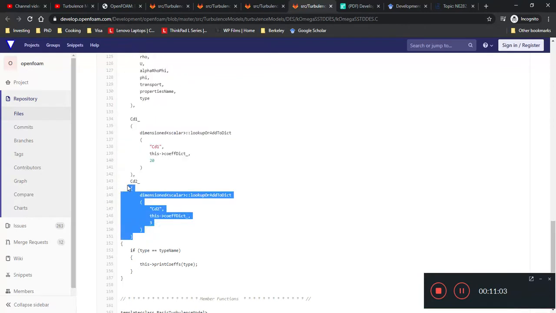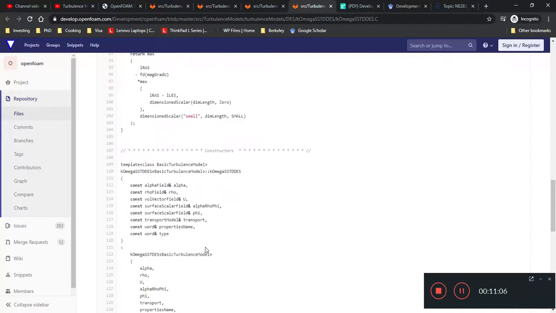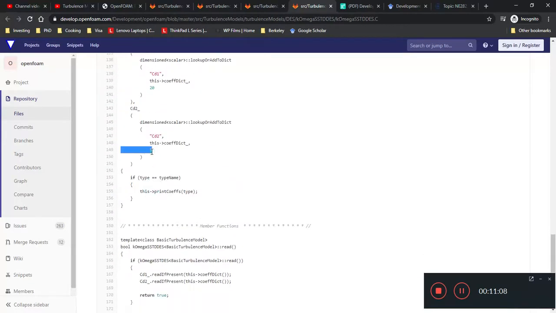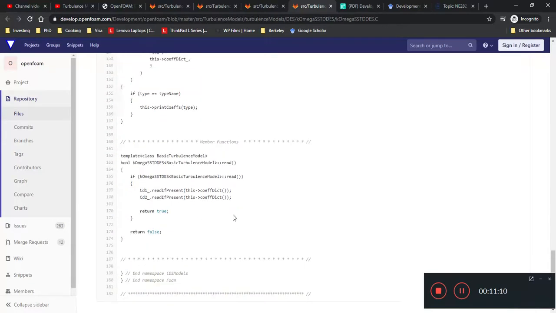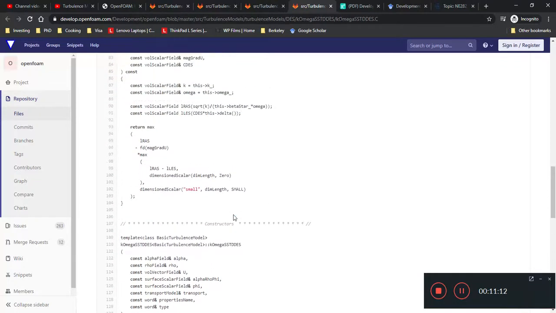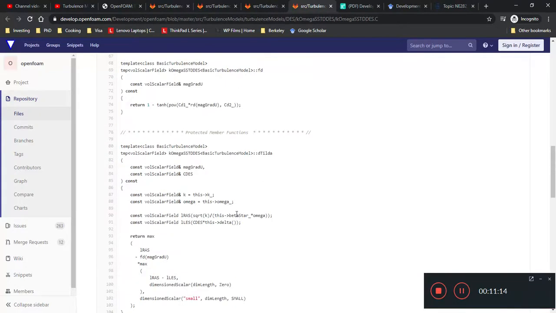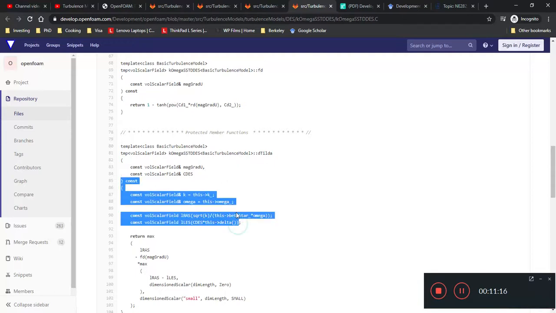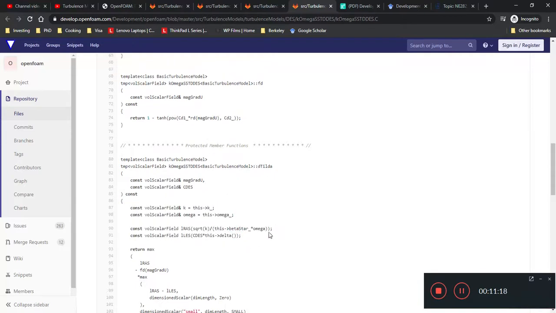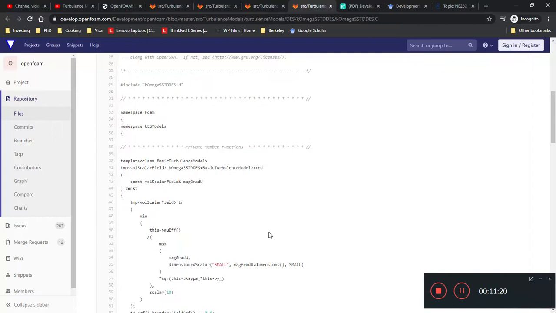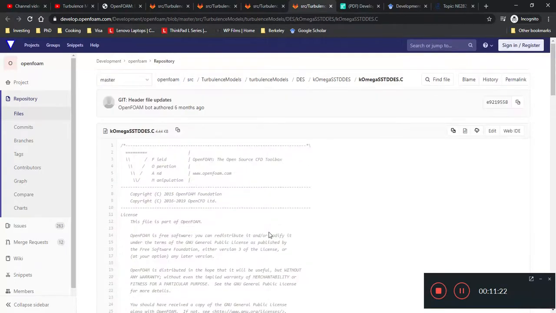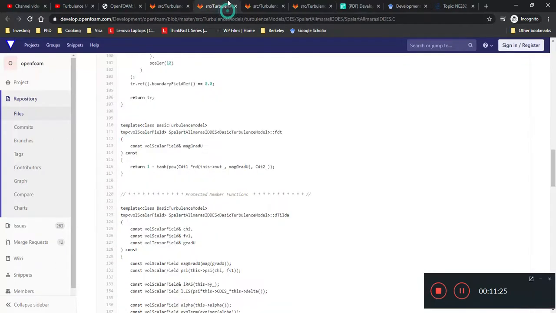CD2's default value is set at 3, and you can substitute in your own values, but you don't really need to since all these are given. And yeah, so that's pretty much it for the DDES.